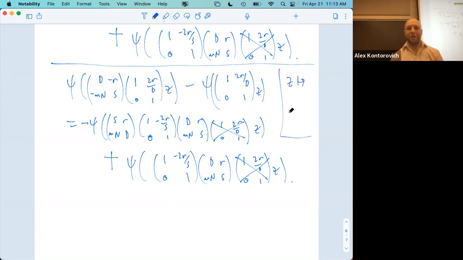Z gets replaced by 1 minus 2R over D, 0, 1, Z. To get rid of the top ones, I have to put them in on the bottom. So now I get rid of the top ones and I uncross these, but I have to replace it with a minus sign.